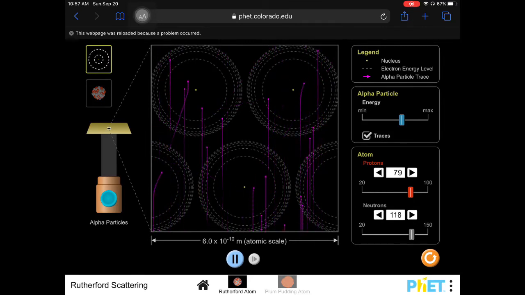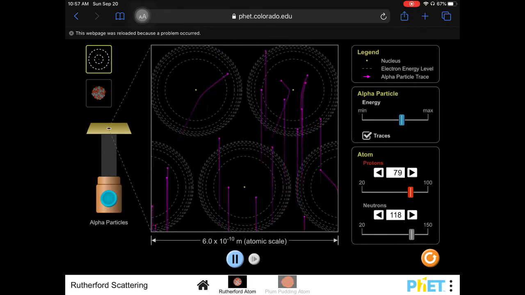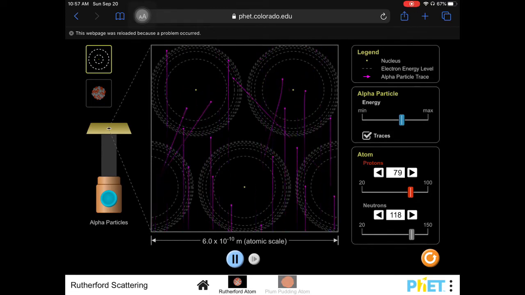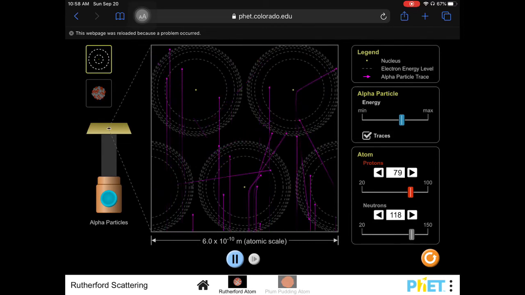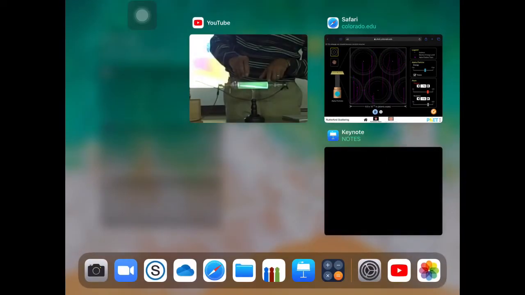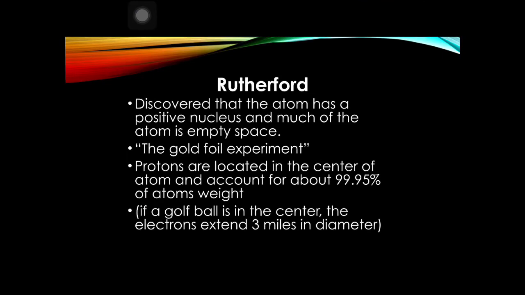Now, he was actually really surprised by this. He didn't expect to find that the atom was mostly empty space. So, this was shocking for not only everybody else, but shocking for him.